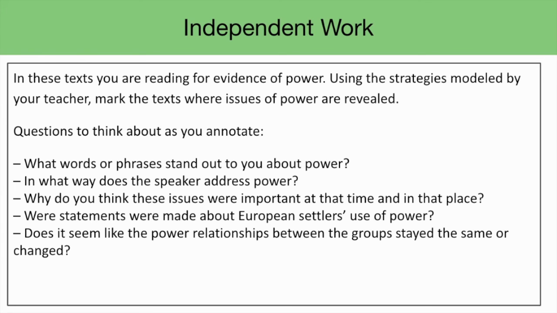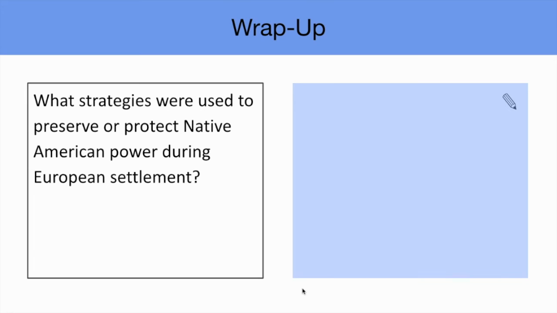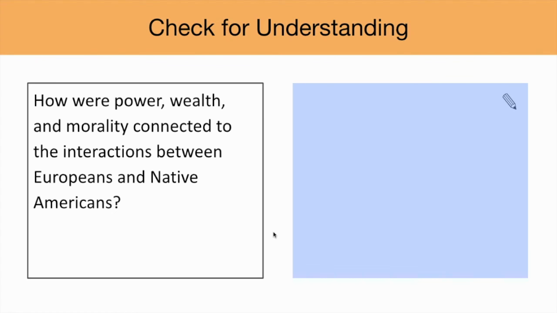Once you model this strategy for students, they'll be ready to try this out on their own in partnerships or in small groups. After students get a chance to work on the Annotating Text Guide strategy, they can answer the following question. What strategies were used to preserve and protect Native American power during European settlement? Students can also answer the check for understanding question. How are power, wealth, and morality connected to the interactions between Europeans and Native Americans? You can ask students to share out words or phrases from the text that stand out to them about power.